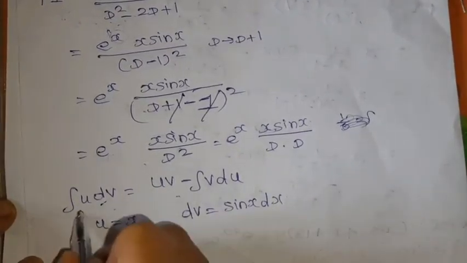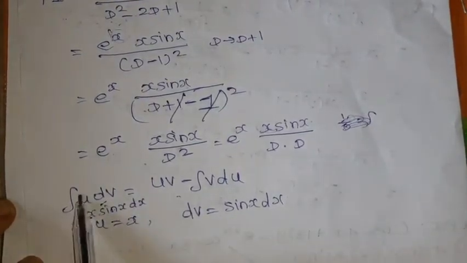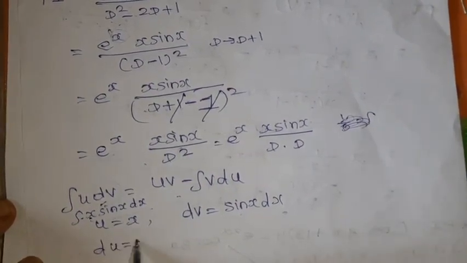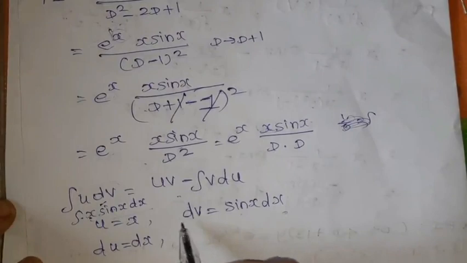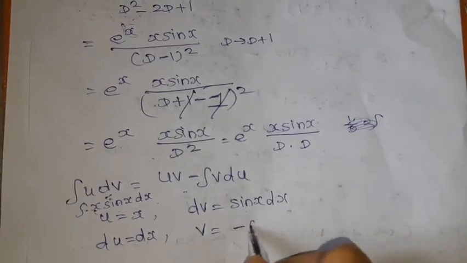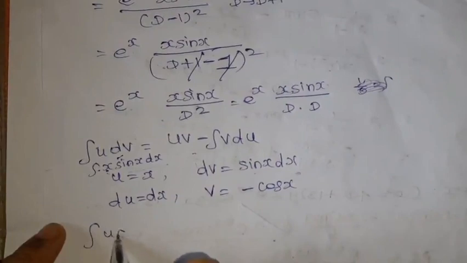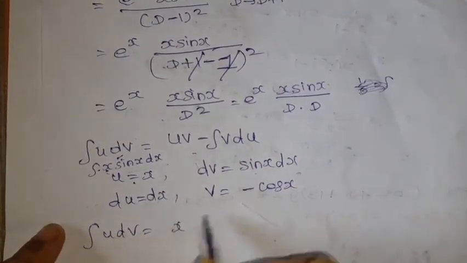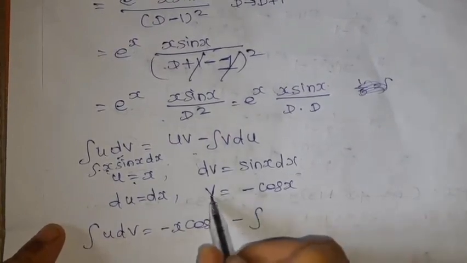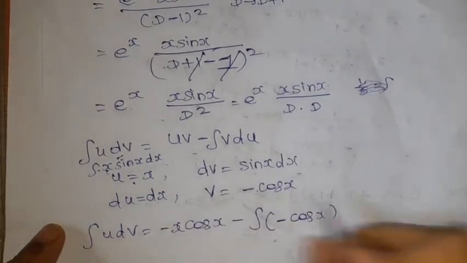So integration x sin x dx. What is u here? From this u equal to x, dv equal to sin x dx. So what is du? du equal to dx. Then what is v? To find v, we should integrate now. So v equal to integrating sin x, what we will get? Minus cos x. So just substitute in the above formula, uv minus integral v du. So integral x sin x dx equal to uv, u is x, minus x cos x, uv minus integral v is minus cos x into du, du is nothing but dx.